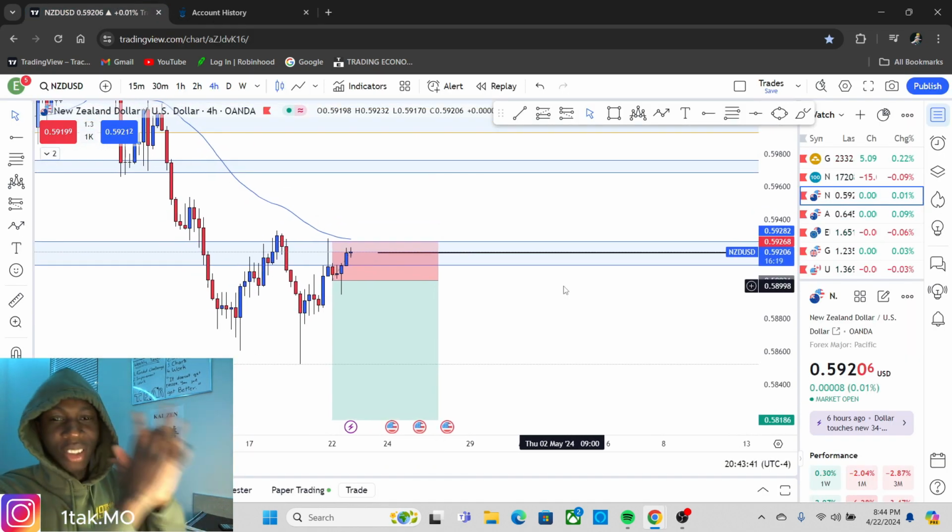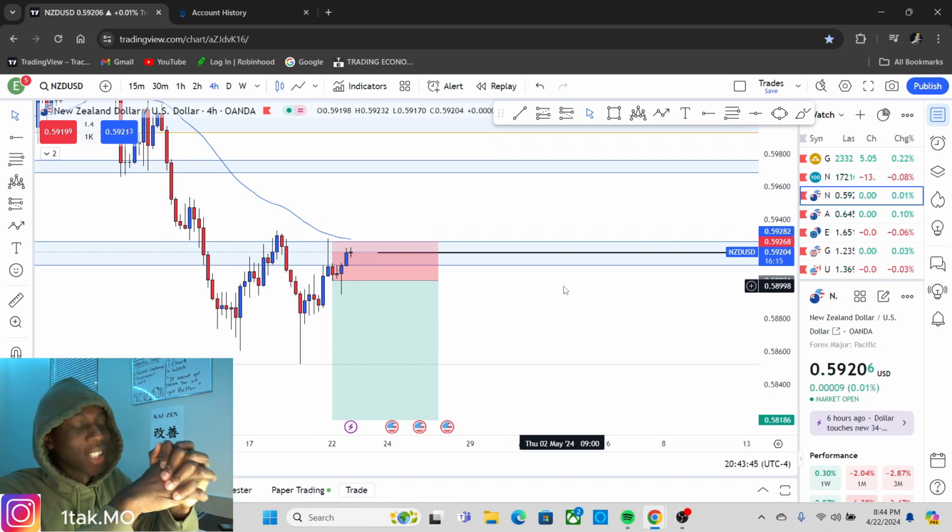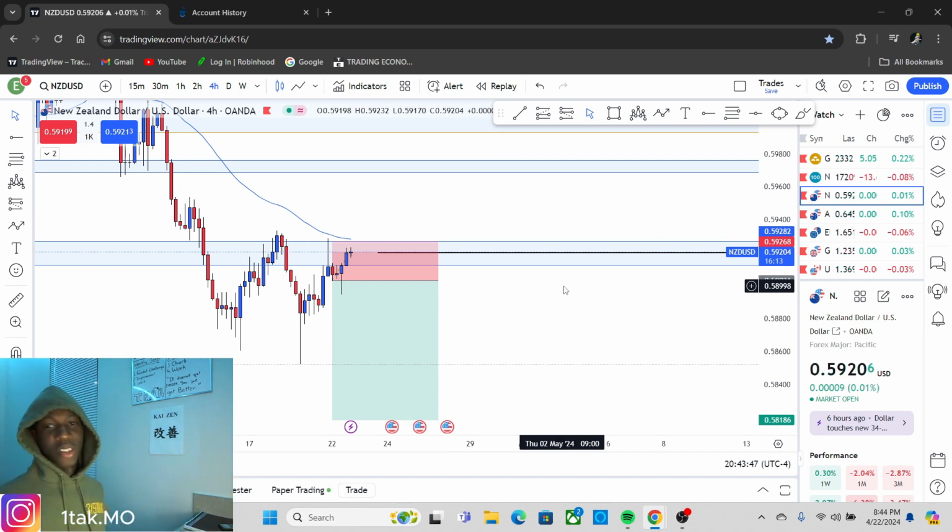NZD USD. So I waited for this trade so long. Market opened last night, and I was just waiting for the trade to set up. All last night, I woke up a couple times and checked my phone to see if the trade gave me my signal to enter, and it didn't. I literally had my laptop next to my bed, just kept checking it over and over.